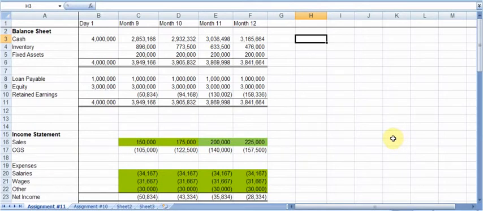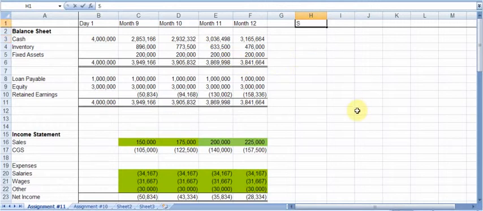Good afternoon. Now that we have all of this detail, 4 months of detail, we would like to present a summary. If someone wants to look at our results of operations over these 4 months, we wouldn't want to give them this entire set of detail. We'd want to give them a summary. So I'm going to show you how to prepare a summary.